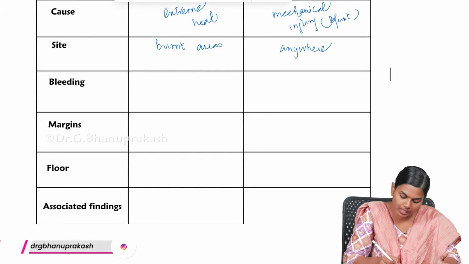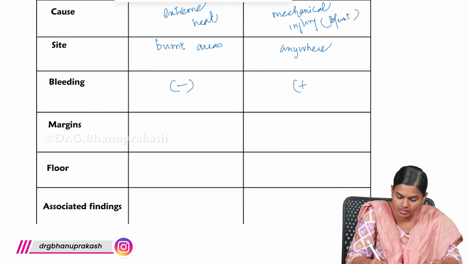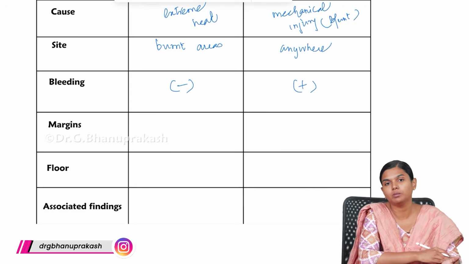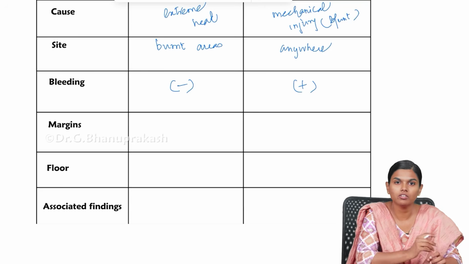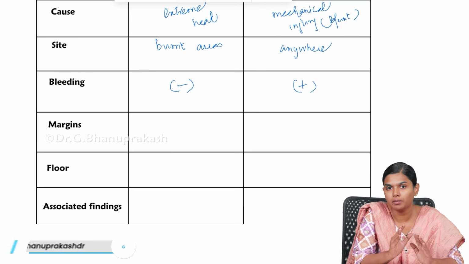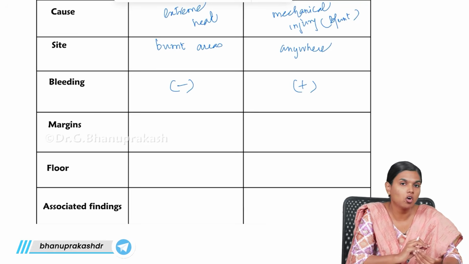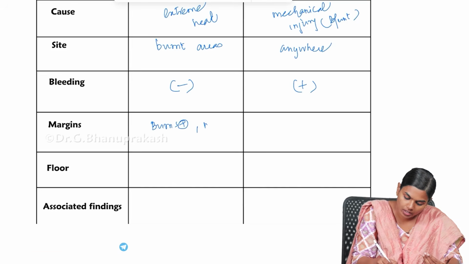And bleeding will be completely absent in case of heat rupture and it will be present in case of a lacerated wound, because every blood vessel, everything will be crushed in case of laceration, while in case of heat rupture, it will merely split and all the blood vessels, nerves, everything will be just seen over the floor. It will not be damaged, and at the margin there will be burns only and you will not see any abrasion or contusion.